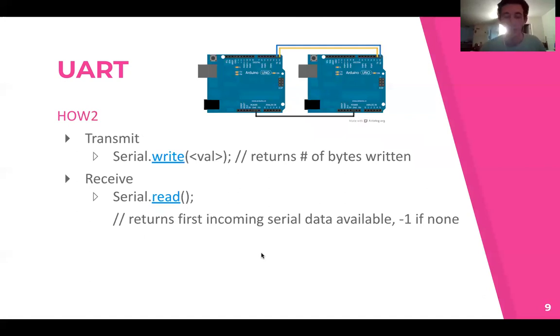Okay, what you're going to be using though, when you use UART, we have two functions. Serial.write is how we send out data. So we're going to serial.write some information; you can send out an int, a char, anything like that. Serial.read returns the data that's coming in. So pretty simple, not too complicated so far.